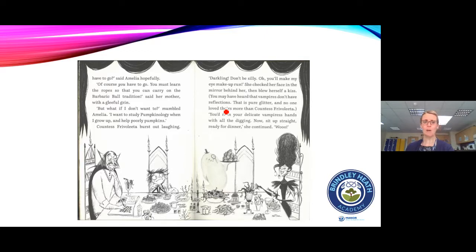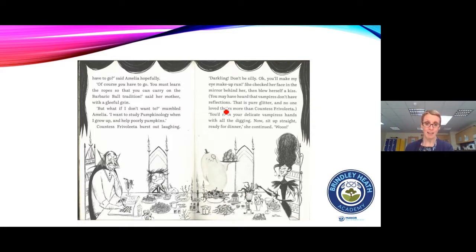"You must learn the ropes so that you can carry on the barbaric ball tradition," said her mother with a gleeful grin. "But what if I don't want to?" mumbled Amelia. "I want to study pumpkinology when I grow up and help poorly pumpkins."